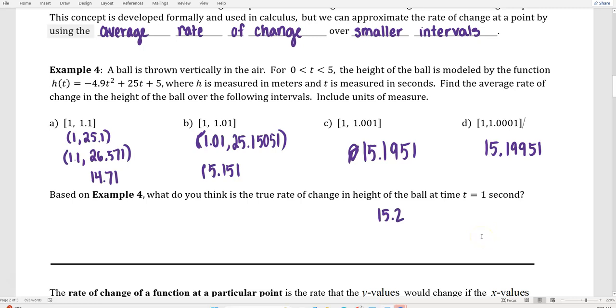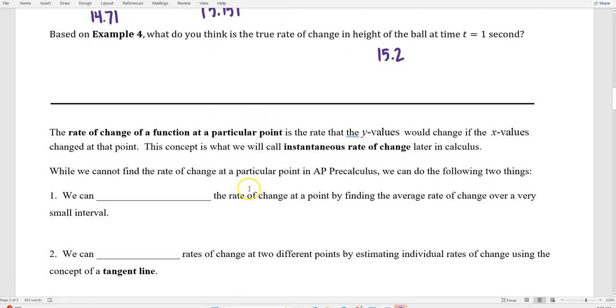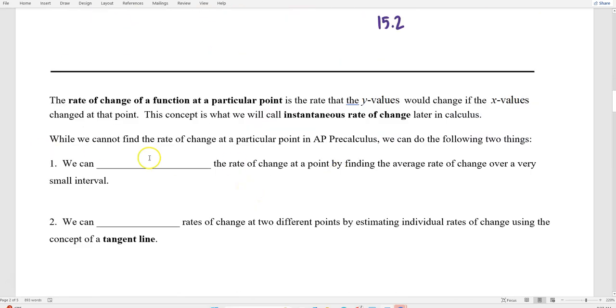So by getting closer and closer and closer, we can get closer and closer to the exact slope of that line at that point there. So that is our way to estimate instantaneous rate of change. We won't be asked to find the exact instantaneous rate of change anytime because that's calculus. But we might be able to estimate it, and if we're estimating, we're just going to use really close to that point values.